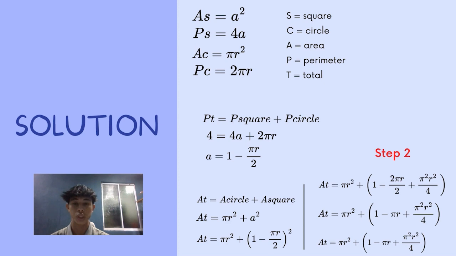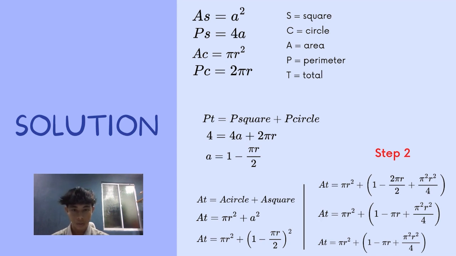But before we go with step 2, we have to know the area and the perimeter for both the square and the circle. So area of the square equals a squared, which we get from width times length. Then perimeter of the square equals 4a, which is 4 times a. The area of the circle equals pi r squared, and the perimeter of the circle equals 2 pi r. So in this case, we use step 2.